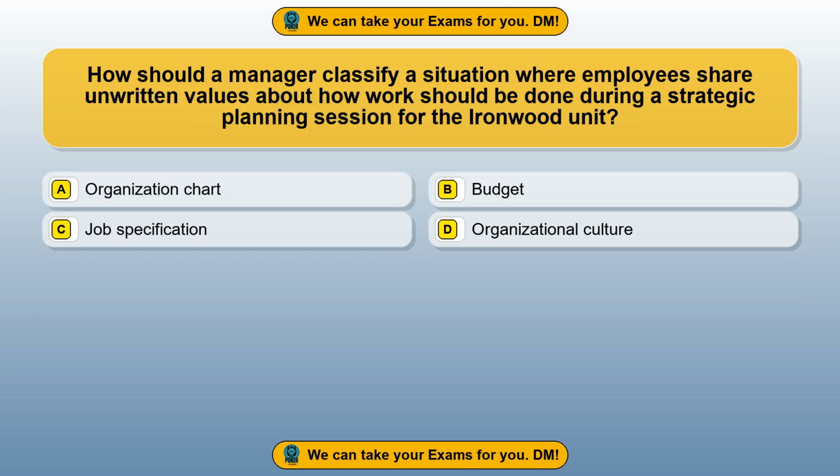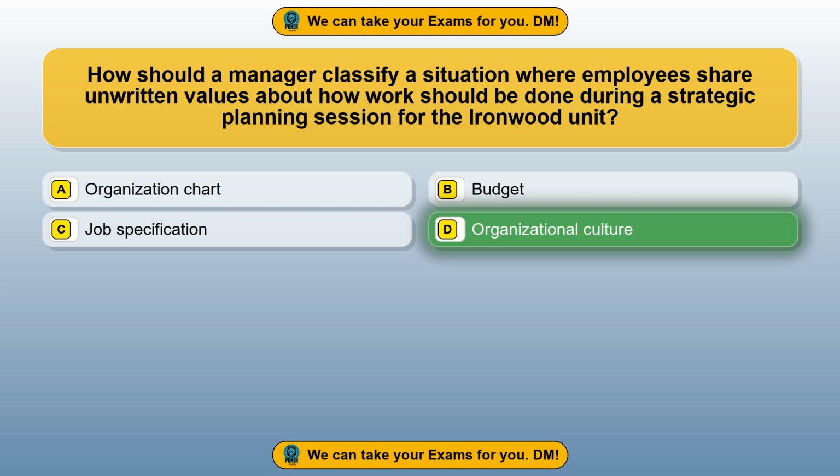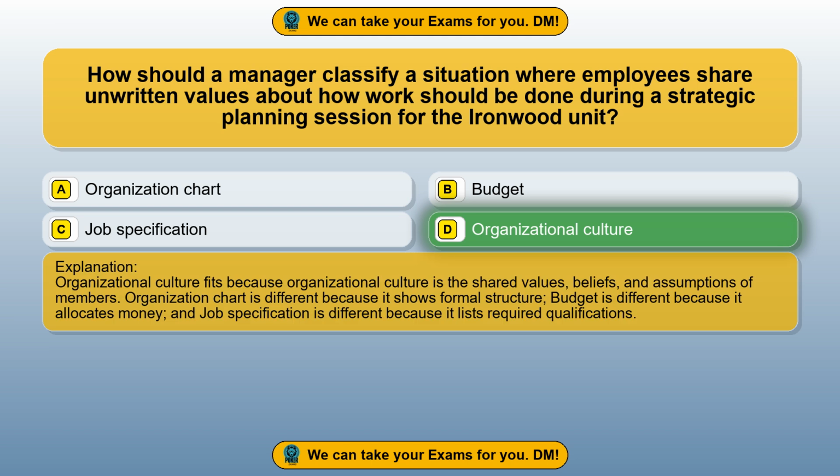Question 63. How should a manager classify a situation where employees share unwritten values about how work should be done during a strategic planning session for the Ironwood unit? Option A, organization chart. Option B, budget. Option C, job specification. Option D, organizational culture. The correct answer is option D, organizational culture. Organizational culture fits because organizational culture is the shared values, beliefs, and assumptions of members. Organization chart is different because it shows formal structure, budget is different because it allocates money, and job specification is different because it lists required qualifications.